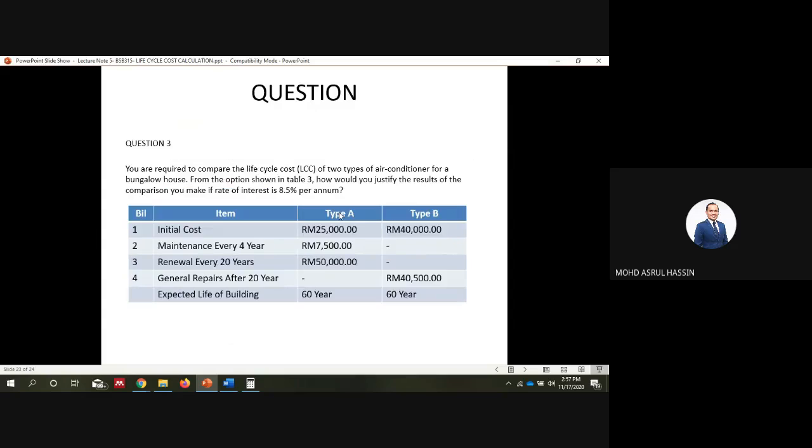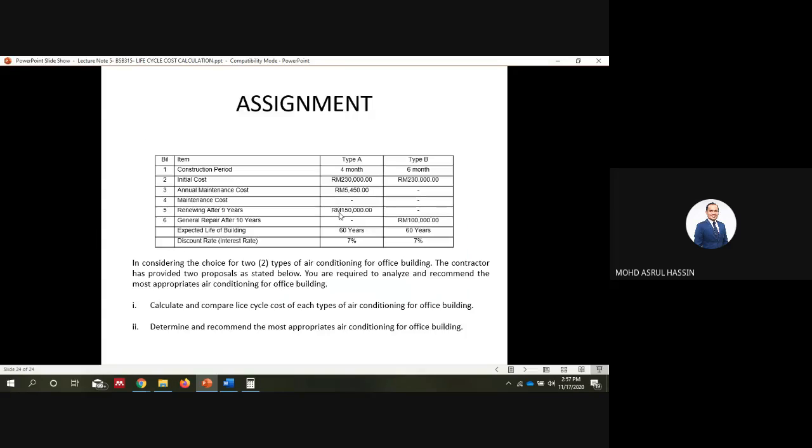Okay, and then question number three, more or less same with the question number one. Okay, and then this assignment for you to do individually. Okay, and then submit next week for this assignment, and then the tutorial you can submit by tomorrow.